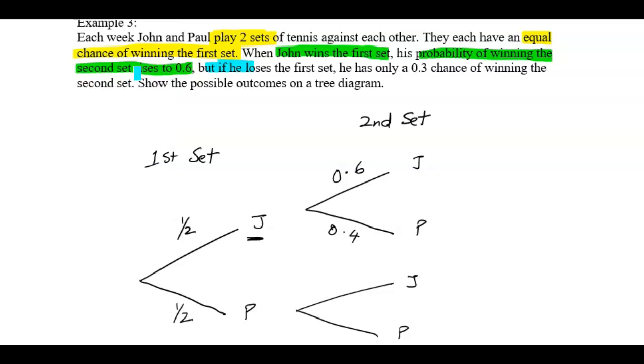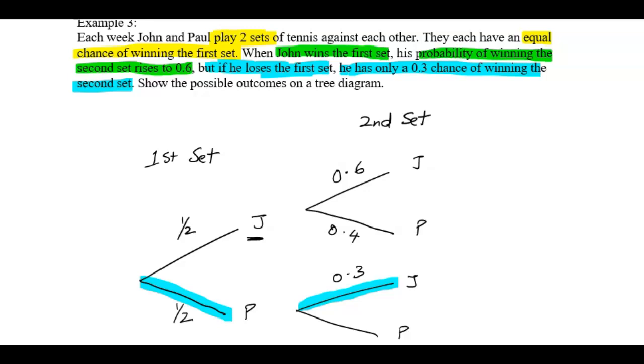Now, finally, let's have a look at the third part of this question. But if he loses the first set, which means if John loses the first set, he has only 0.3 chance of winning the second set. Now, this is the part of the tree diagram where John loses the first set. So when John loses the first set, his chances of winning the second one is 0.3.